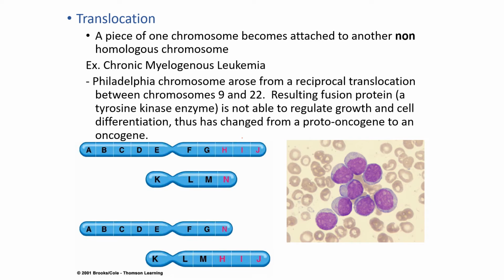So you can see here that this section right here reattaches to this chromosome right here. So this one right here gains that HIJ, and so it becomes longer while the other one becomes shorter. And this picture over here, these right here are immature white blood cells, and that would be an indication to somebody looking in the microscope at this person's blood that they had chronic myelogenous leukemia.